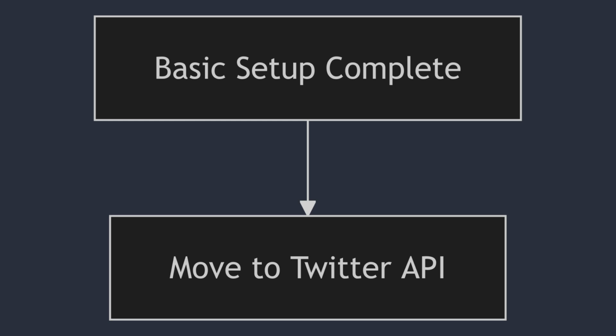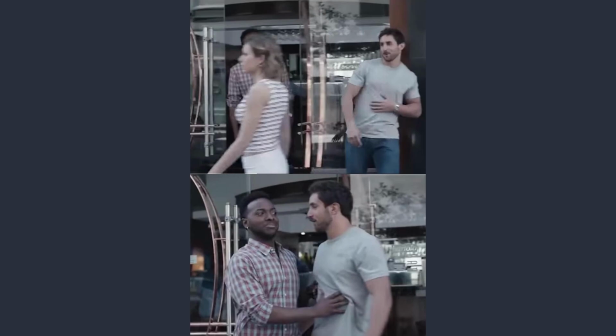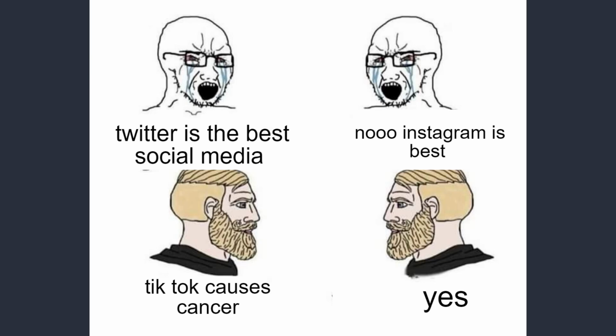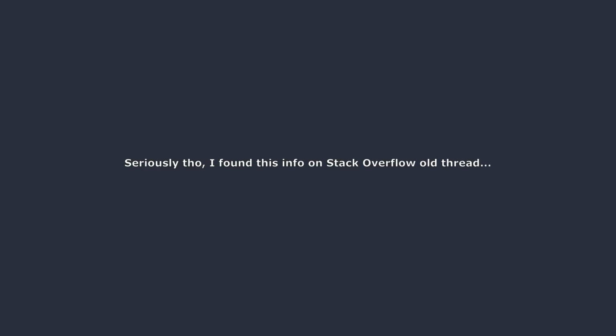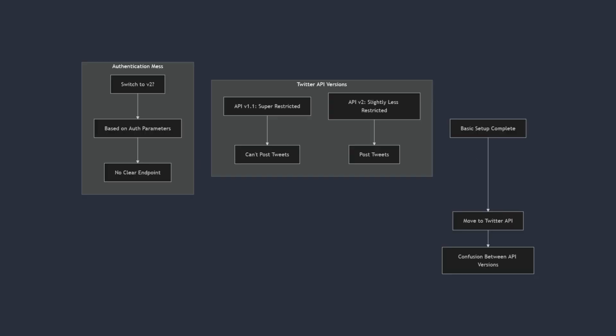Now that we've got our basic setup, we can move on to Twitter's API. Sounds simple, right? Wrong. This took me way longer than it should have because Twitter's API documentation is a hot mess. There is API v1, which is super restricted, and then there is API v2, which is slightly less restricted. But do they ever clearly mention that you can't post a tweet via API v1? Nope. And what really grinds my gears is that to switch to v2, you don't just hit a different endpoint or something logical. No. It's based on the authentication parameters you pass.